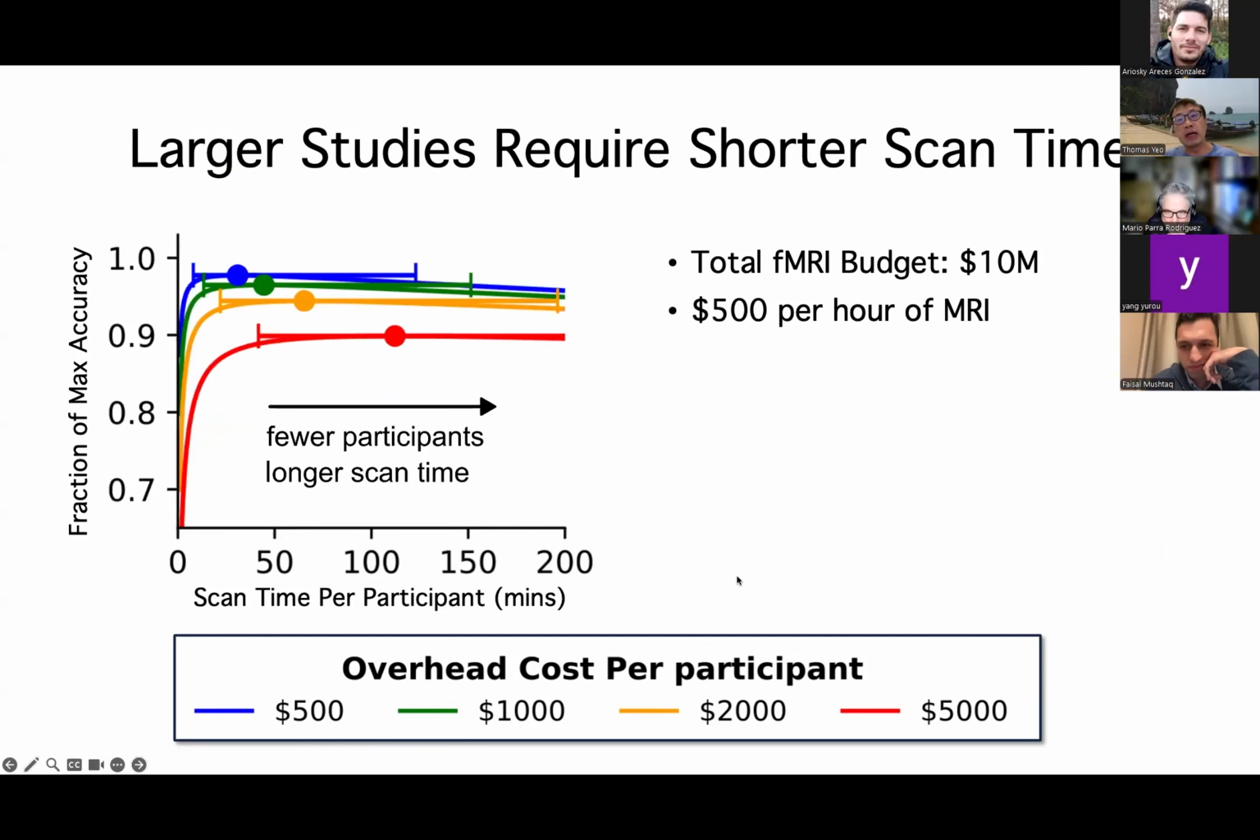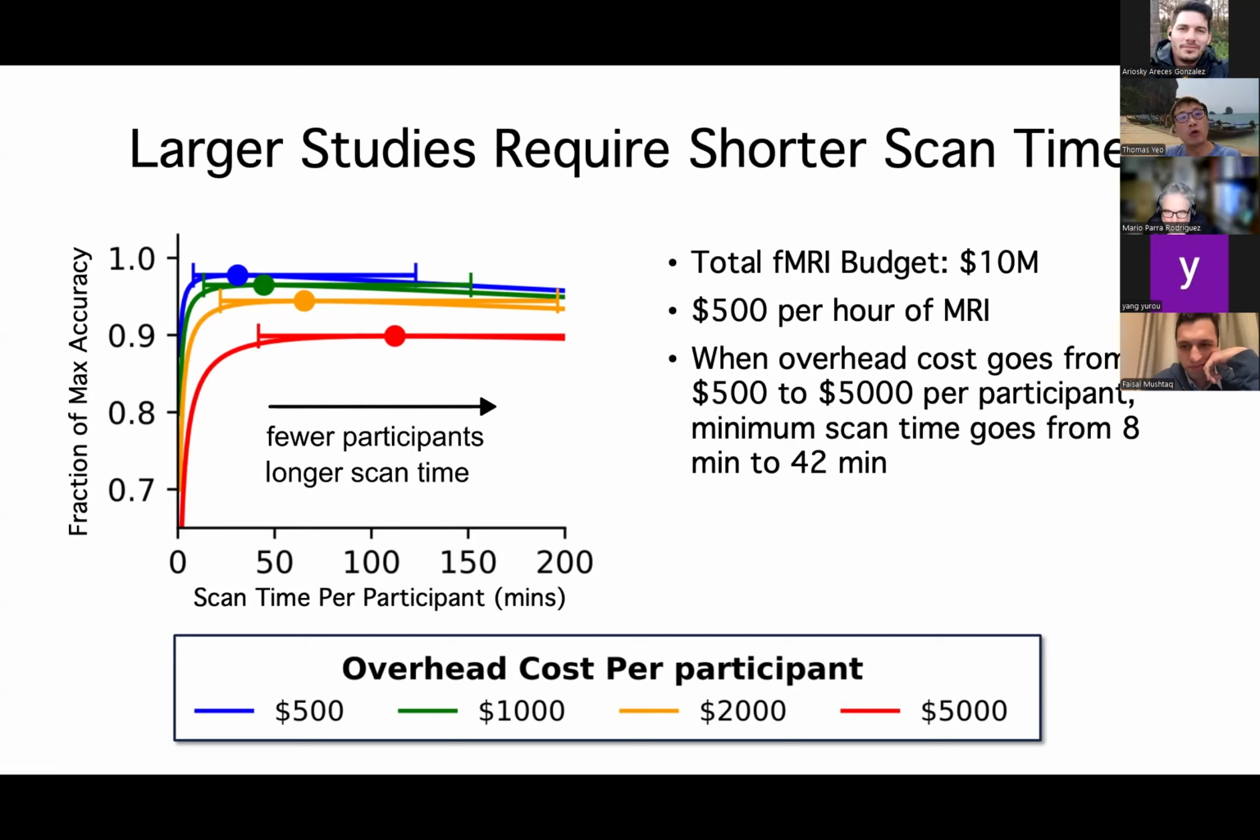Let us now consider a large-scale study, where the total fMRI budget is 10 million. This is likely a multi-site study where data is collected from multiple MRI scanners. The first thing we notice as we go back and forth is that the fraction of maximum accuracy is much higher when the fMRI budget is higher. This makes sense because when our budget is higher, we can increase sample size and scan duration. And as we go from left to right along each curve, the scan time per participant increases, but the sample size decreases. So the total fMRI budget is held constant at 10 million.